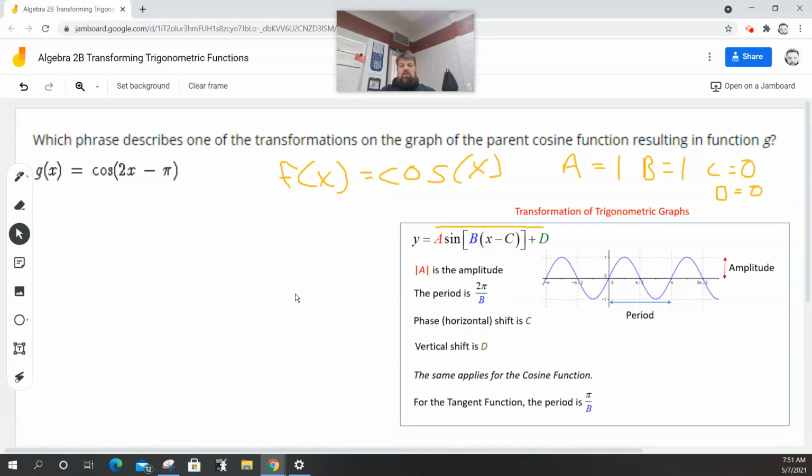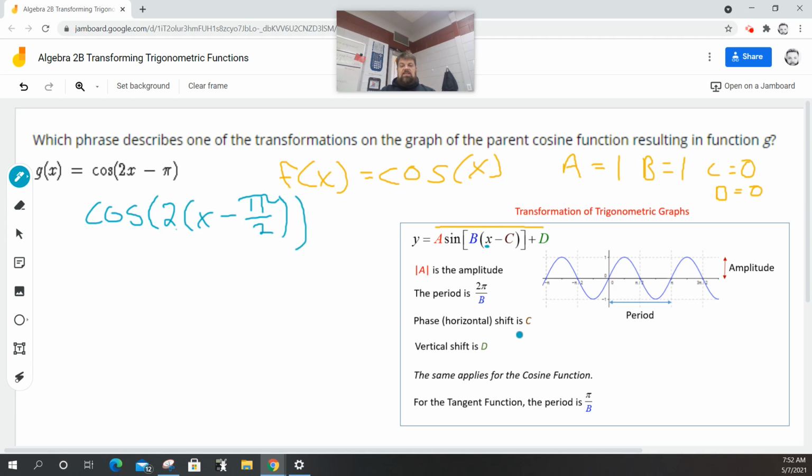Okay. So then what's different on g? Well, on g, I need to make this look like B and C. So I've got to factor out this 2, right? Because if you notice here, x is all by itself. So when I pull the 2 out, what do I multiply 2 by to get negative pi? Well, it's negative pi over 2.